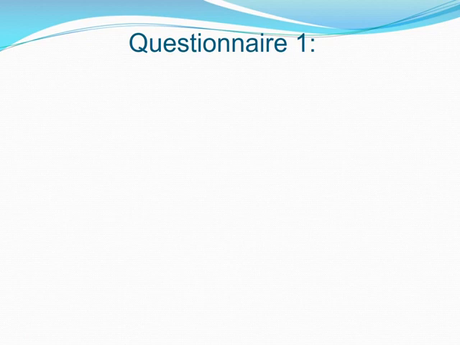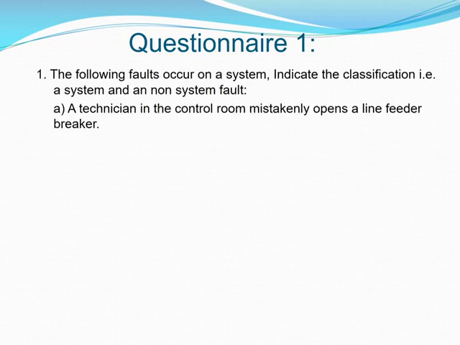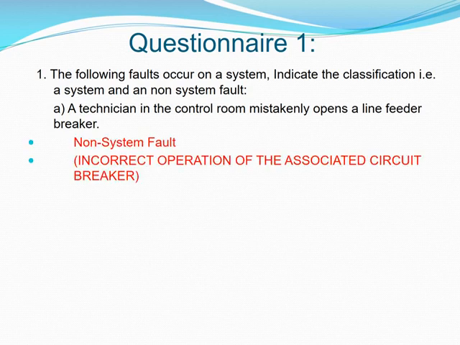So now we're going to go into a little bit of a questionnaire just to make sure that we understand or we know what we have just captured. So the first one, you've got an example there where they say we must identify if these are either system or non-system faults. The first is saying you've got a technician in the control room that mistakenly opens a line feeder breaker. So the fault is not happening out on your primary electrical equipment, it's happening by a person that is making a mistake, so it becomes a non-system fault, and the reason is because it's an incorrect operation of the associated circuit breaker.